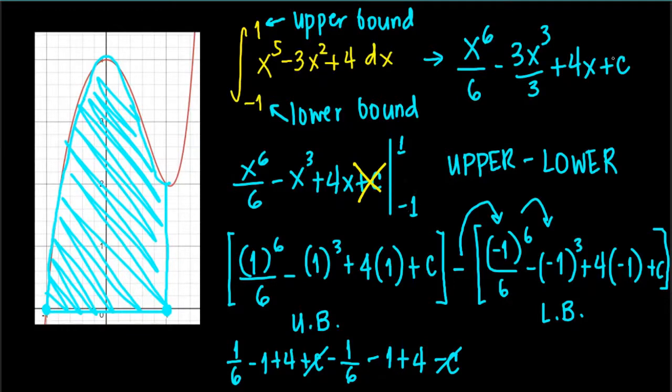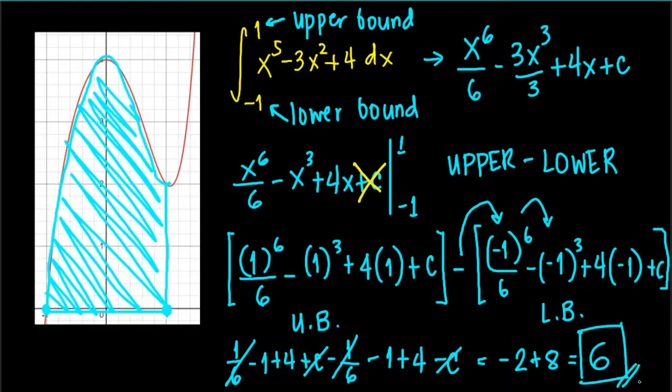Okay? And then, let's proceed, no? So, 1/6, it cancels out. We are left with two -1, so that's -2. Two times +4, so that is +8. And this is simplified into 6. Okay?